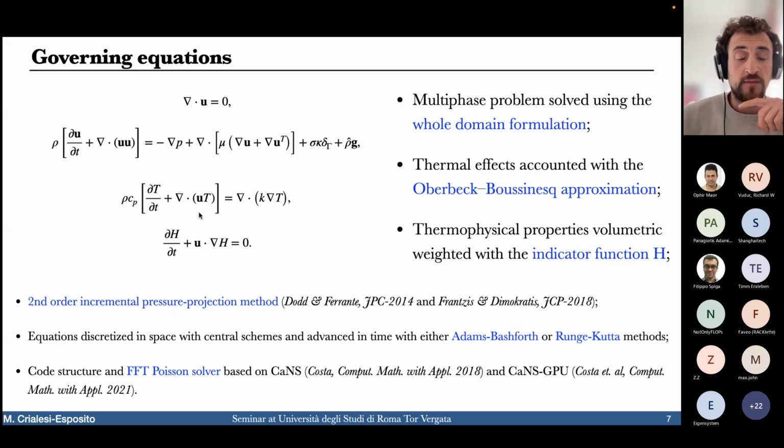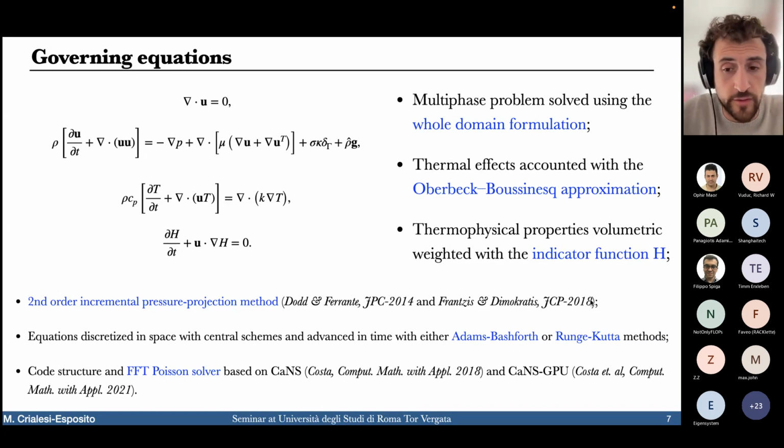third equation, this one. And finally, in order to actually understand whether a grid point belongs to a certain phase, for example, either water or air in a bubble, in a flow with bubbles, we have the advection of the scalar field H, which is an indicator function. Through the manipulation of this field H, we're able to reconstruct the curvature and the normal at the interface. So in general, the code has a second-order incremental pressure projection method.